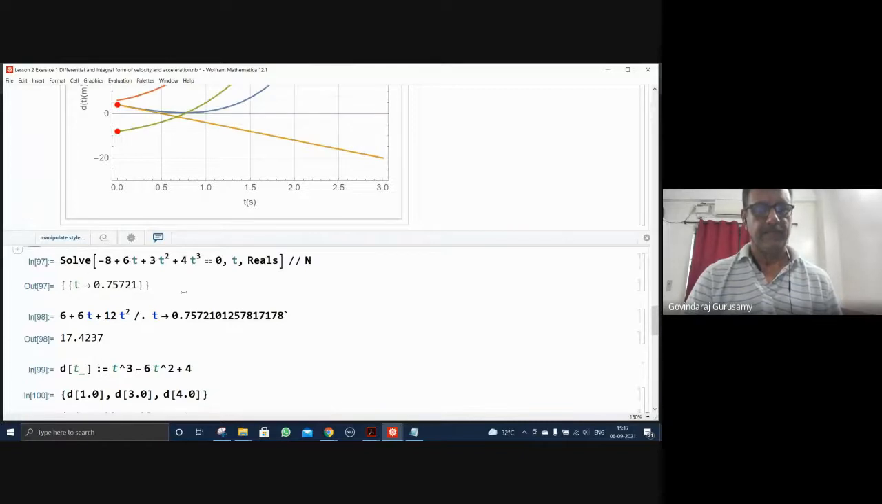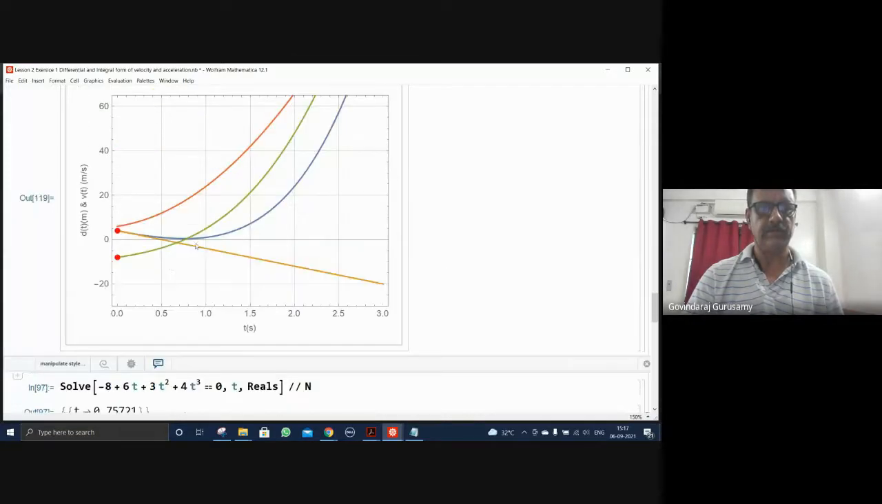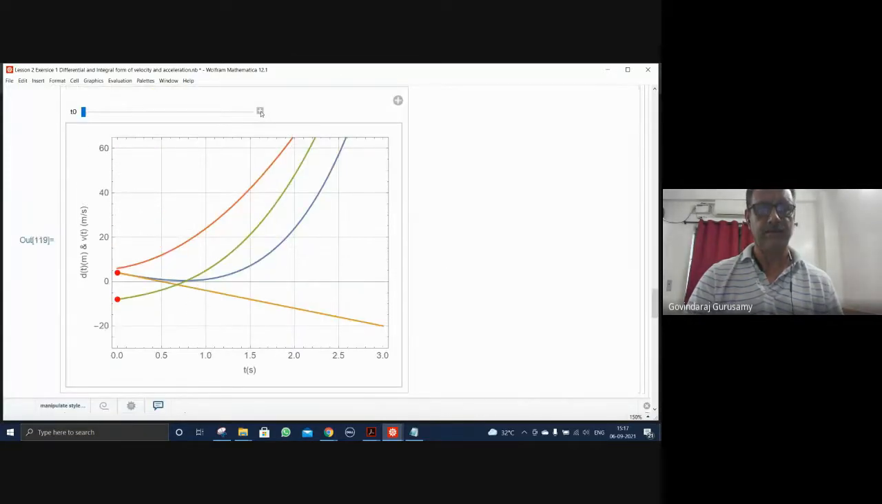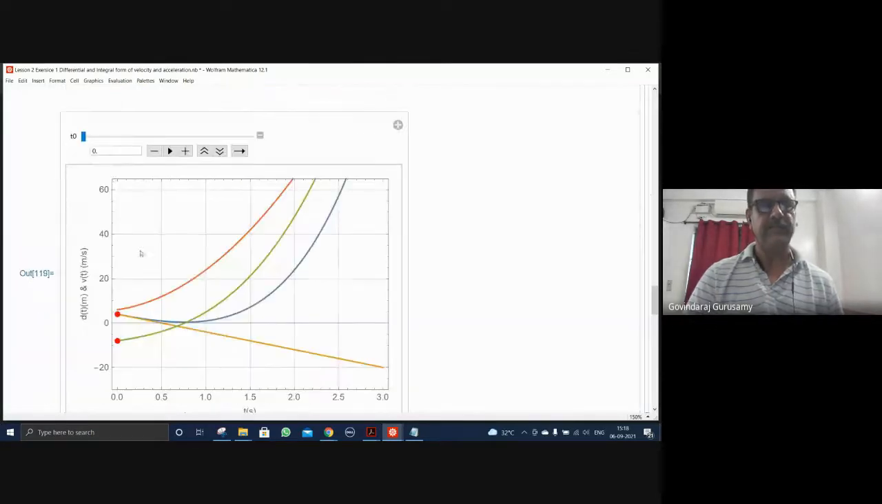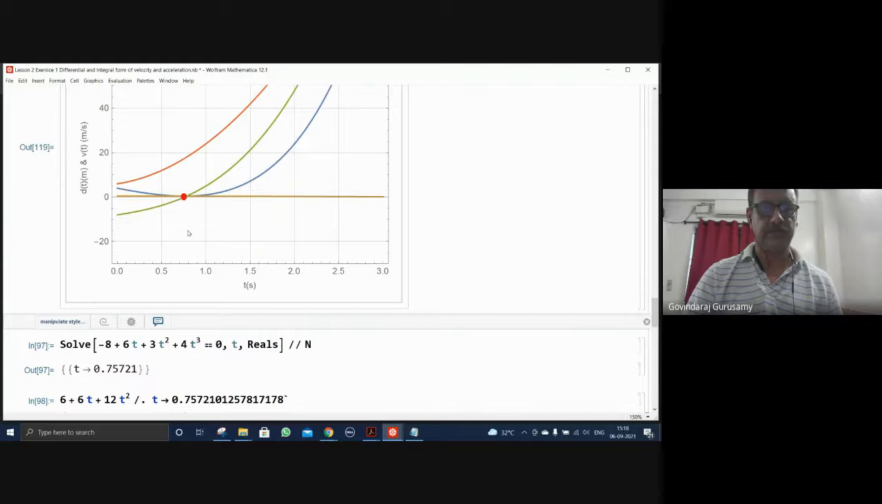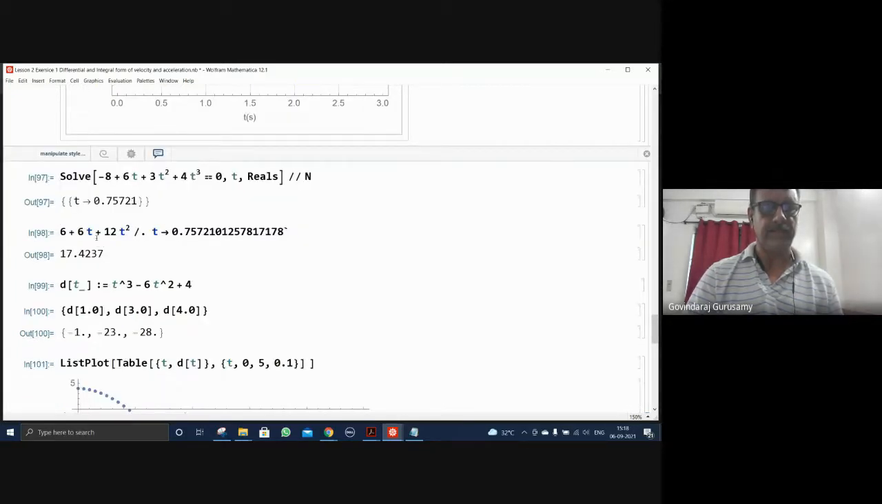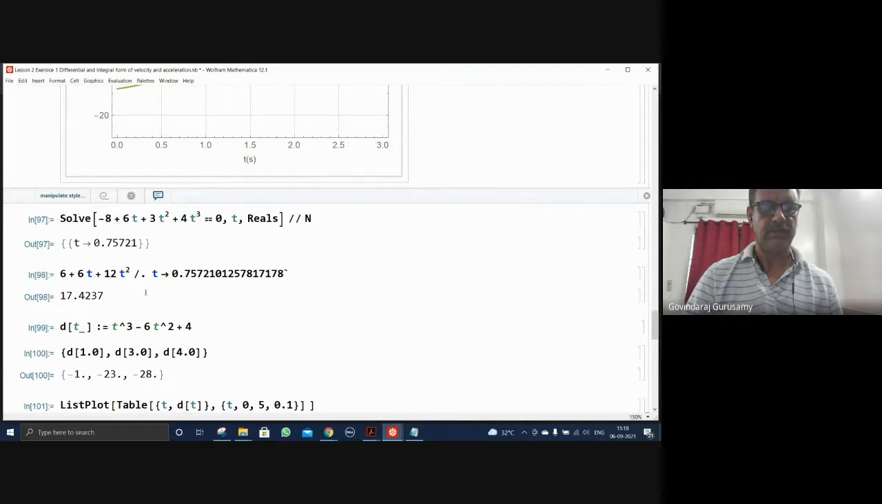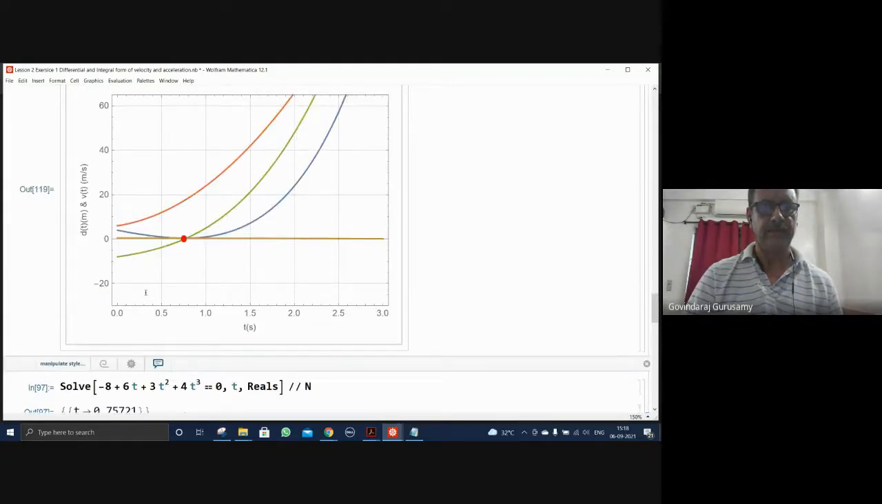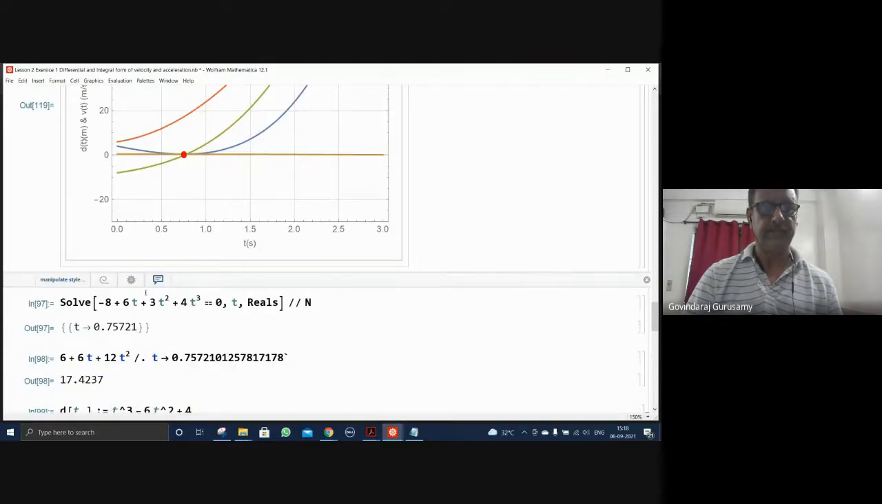Okay. So this is the equation. Solve it and find out the real roots. It is t equal to 0.75721. At that point, it goes to 0. Probably that can be checked now. Somewhere about 0.75 on the x-axis, the slope is going to be parallel to this x-axis. You can see that's this point. It goes to 0. Substitute that point into your equation, velocity equation or acceleration equation, whatever you like, and then check the magnitude of the velocity or acceleration.